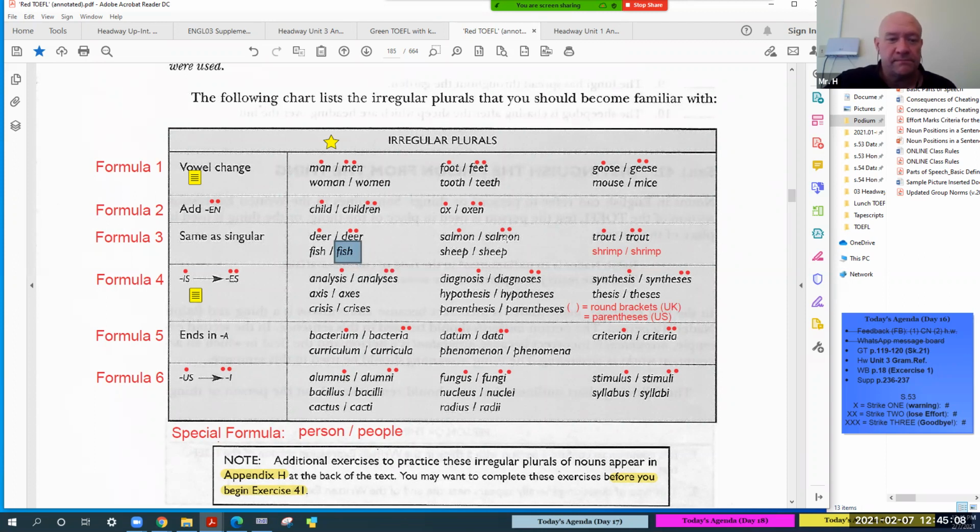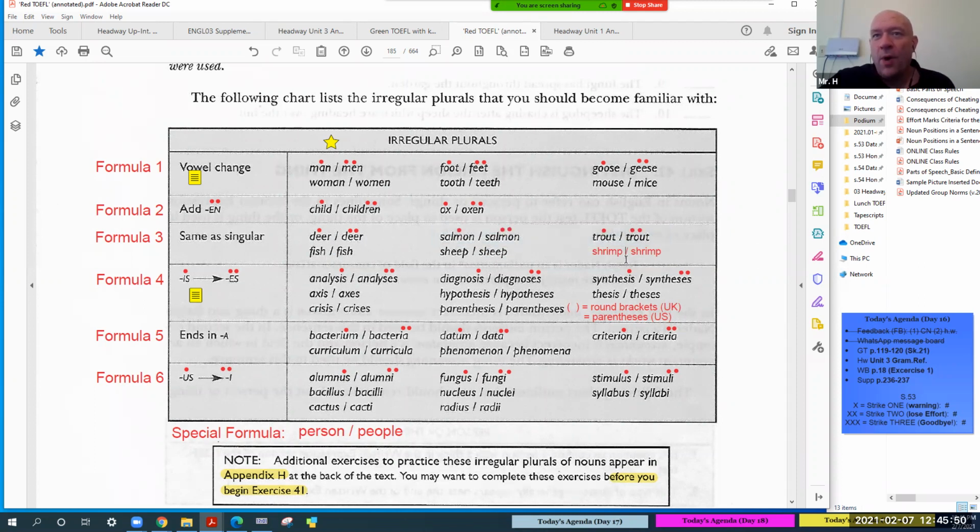Saleh. Salmon, salmon. No S, right? And then sheep, sheep. Did you know that 1 sheep, 1,000 sheep? If you put an S, you lose marks in TOEFL. Okay. All right, Abdulaziz. Trout, trout. Trout is a kind of fish. Actually, all of these are fish: salmon, and trout is also fish.